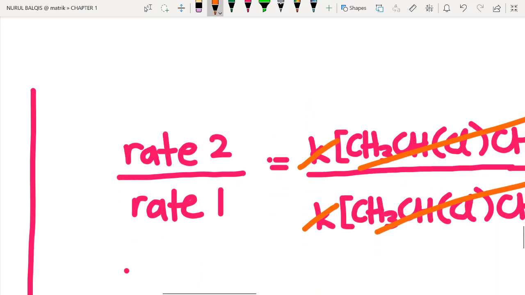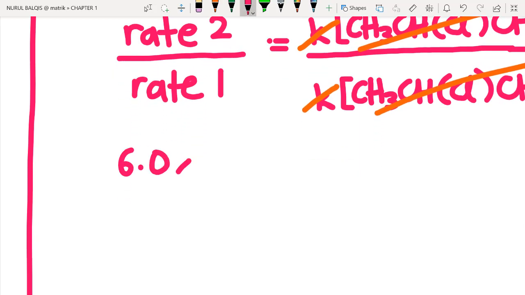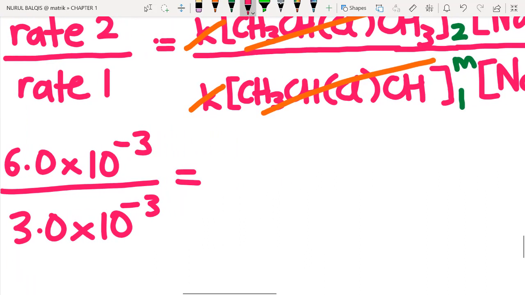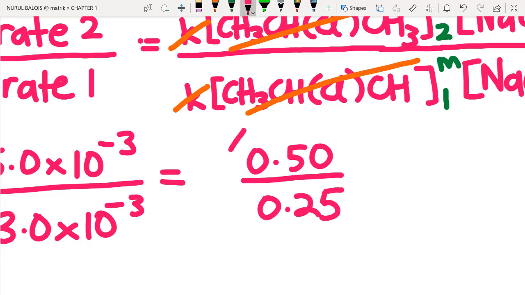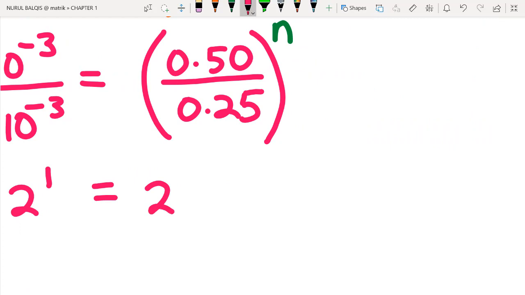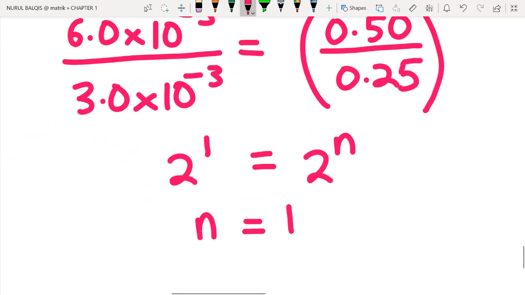So we know the value here is 6. So we have 6 × 10 to the power of negative 3 divided by 3 × 10 to the power of negative 3 equal to the concentration of sodium hydroxide for experiment 2, which is 0.50, divided by 0.25, and don't forget the order of reaction here, our unknown, which is N. Once we calculate this value, we get 2 to the power of 1 equal to 2 to the power of N. So simply by comparing, you get N is equal to 1. So we know that the order of reaction for sodium hydroxide is also 1.